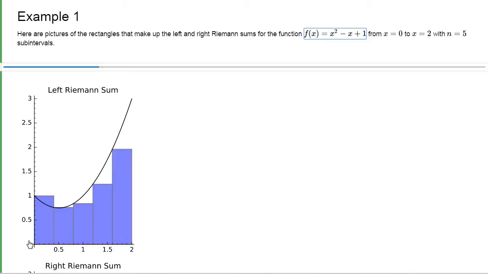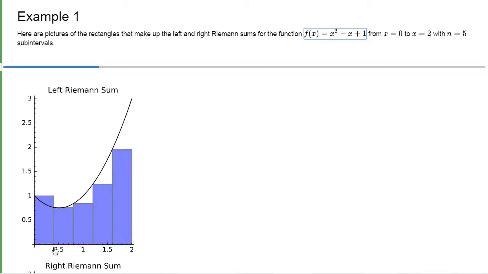In this, for the left Riemann sum, in this first interval from 0 to 0.4, I choose the left endpoint, 0. I plug that into the function, which is 1, and I make the area of a rectangle based on that height. So I just put a horizontal line here, and I get a rectangle. So the width is 0.4, the height is f of 0, which is 1.